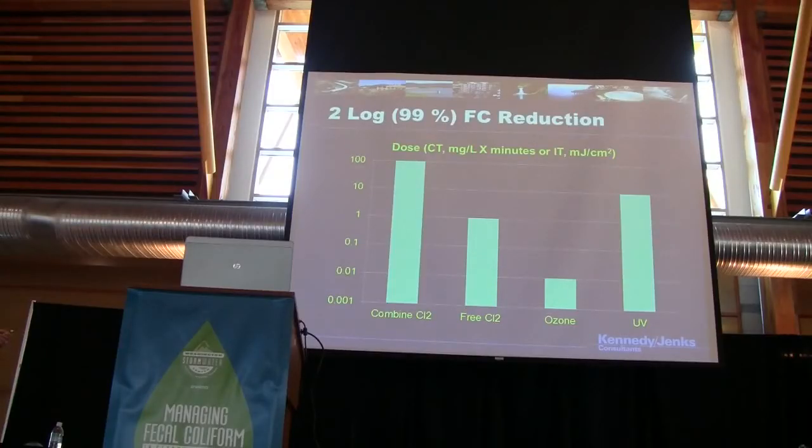Okay, here's the effectiveness of the various disinfectants to achieve 2 logs of reduction. Here's combined chlorine. If you had ammonia in your system for some reason, you require 100 milligram minutes. For free chlorine, it's 1 milligram minute, a pretty short time. For ozone, it's 0.01, and then UV has an IT of 10.